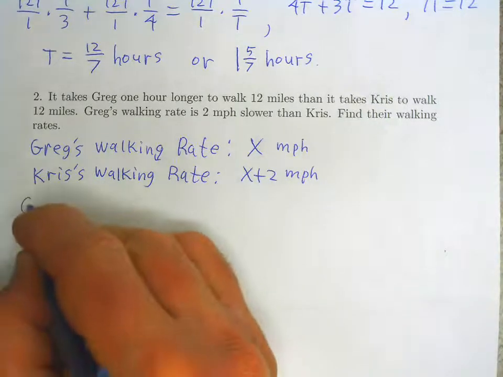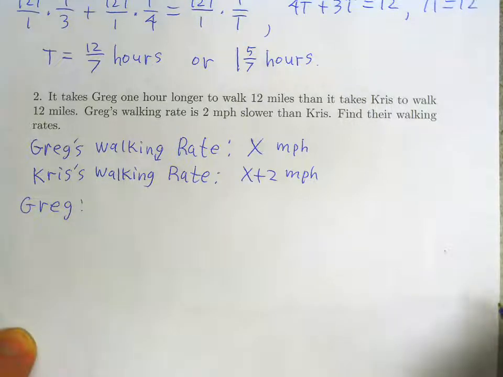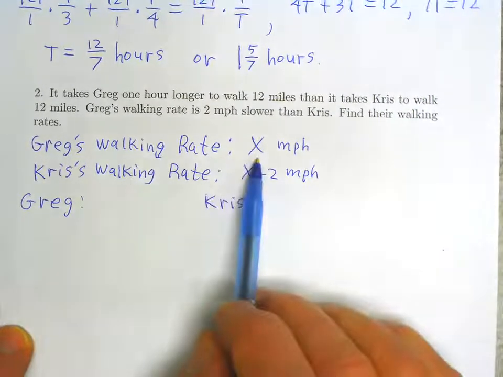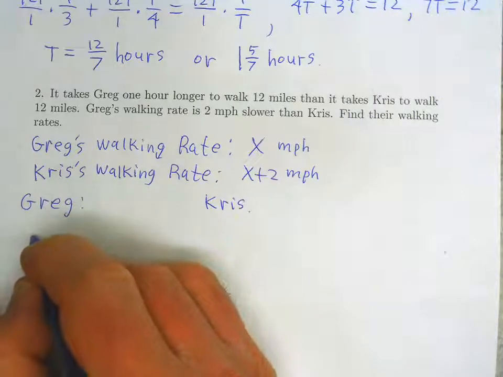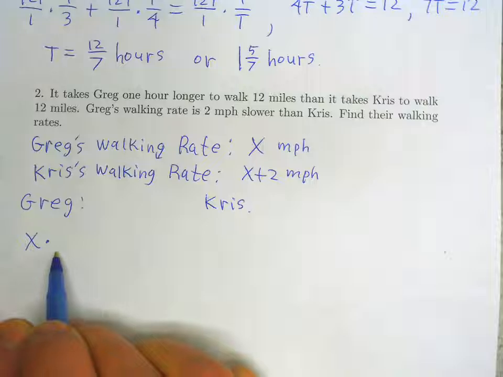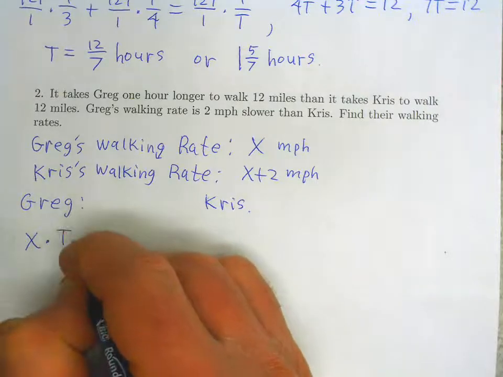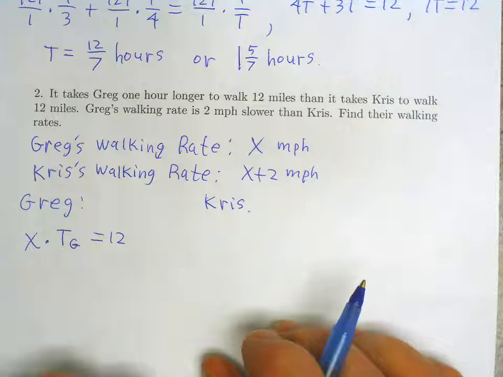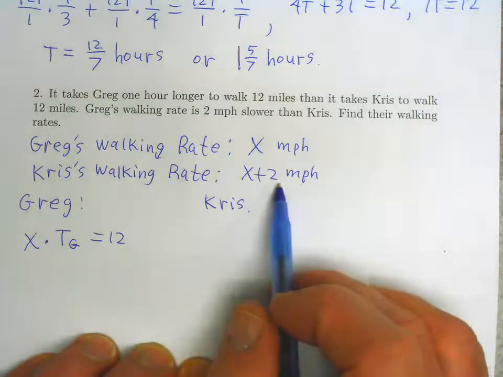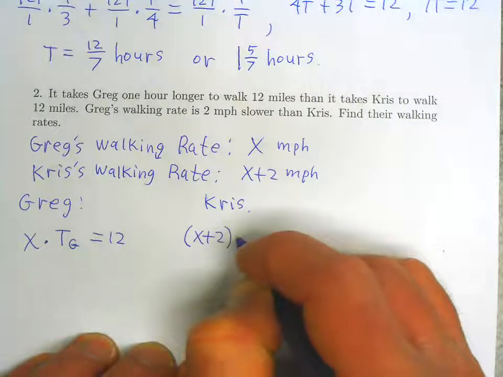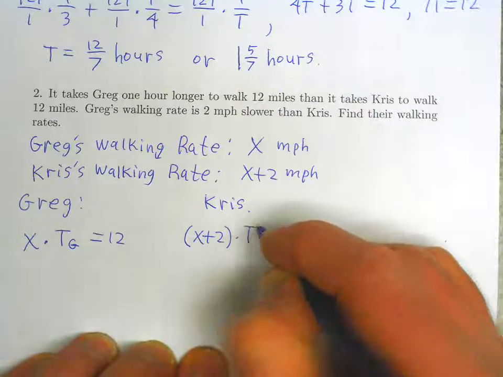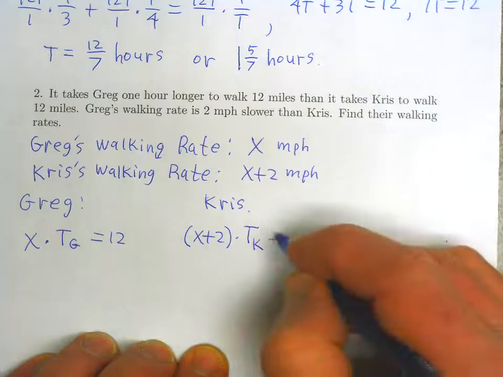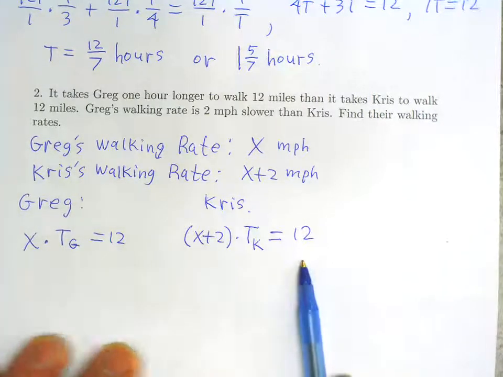But let's go ahead and write down the equations, each having the form rate times time equals distance, one for Greg and one for Chris. Okay, so Greg walks at a rate of x miles per hour. And the amount of time we don't know. Let's just use T sub G for the amount of time it takes Greg to walk 12 miles. And then Chris is walking at a rate of x plus 2 miles per hour. And we don't know exactly how much time he took, but let's represent that amount of time as T sub C for the amount of time it took Chris to walk 12 miles.